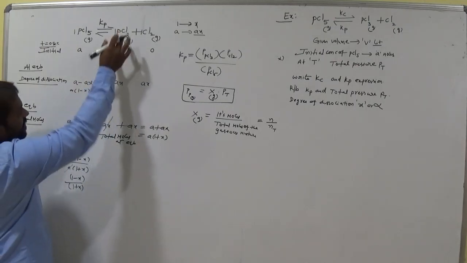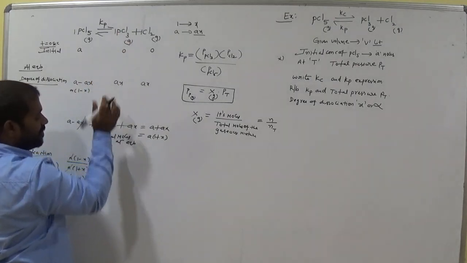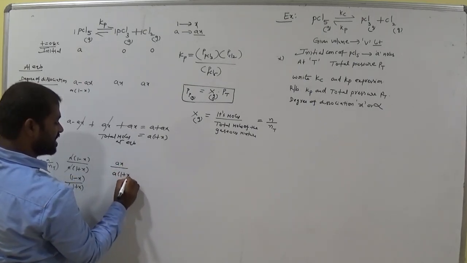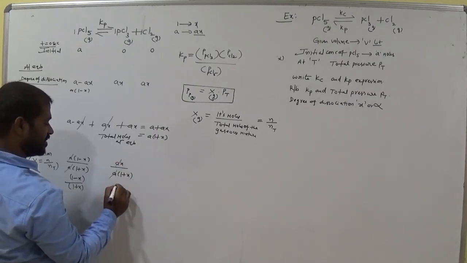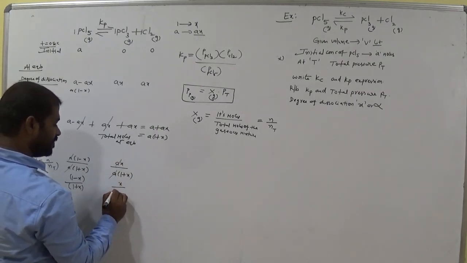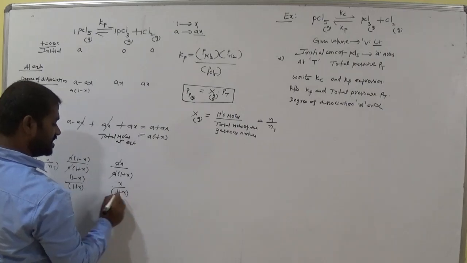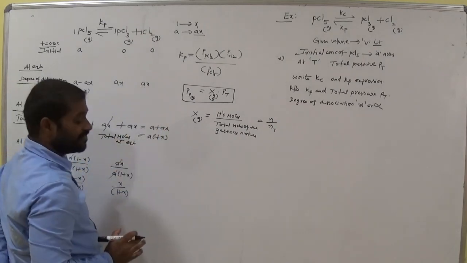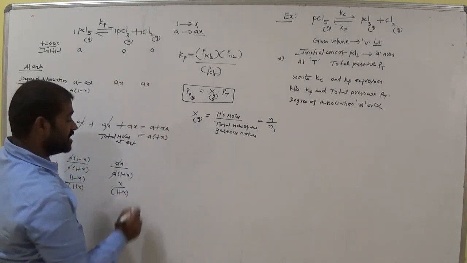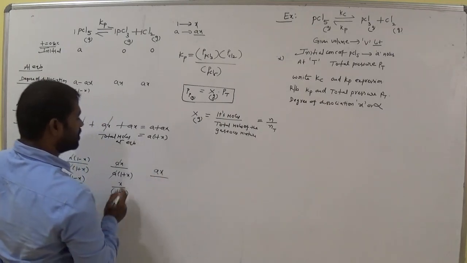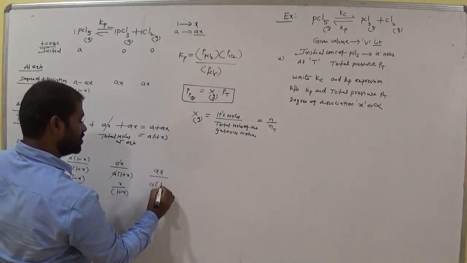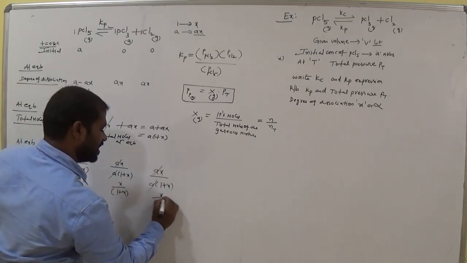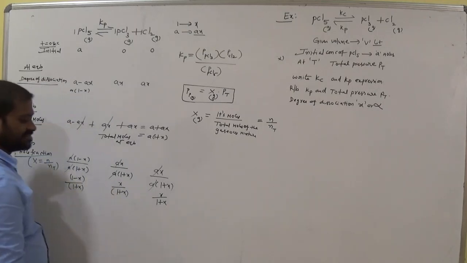And come to mole fraction of PCl3. What are the number of moles at equilibrium? AX. Now what about total moles? A into 1 plus X, am I right? And cancel this one and this one. The remaining is X by 1 plus X. So now this is the mole fraction value of PCl3. And come to Cl2. What are the number of moles at equilibrium? AX. Number of moles by total moles, A into 1 plus X. Is it clear? Cancel this one and this one. So the remaining is X by 1 plus X.